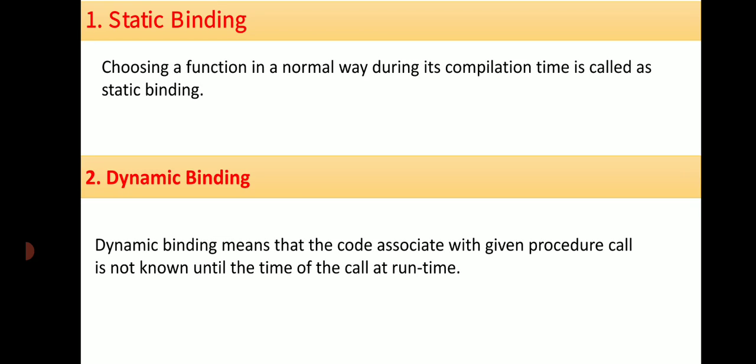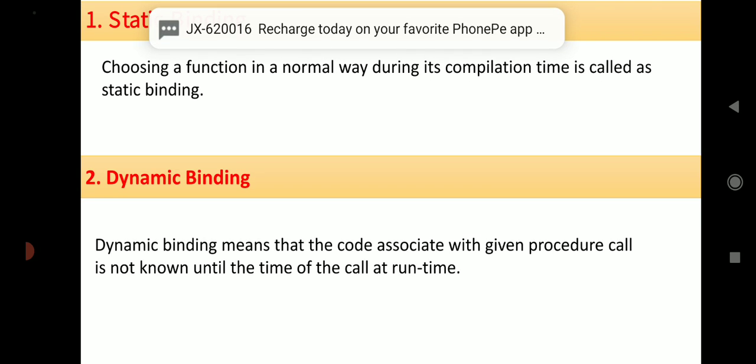Now let us study what static binding means. Choosing a function in a normal way during its compilation time is called static binding. It means that whenever we call a function, the calling function is linked to the called function during the compilation time. This phenomenon takes place during compilation time, and it is called static binding.